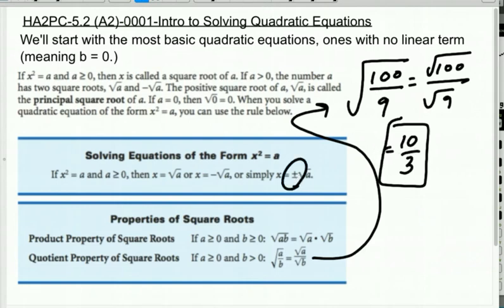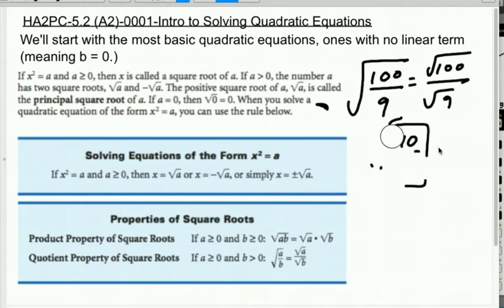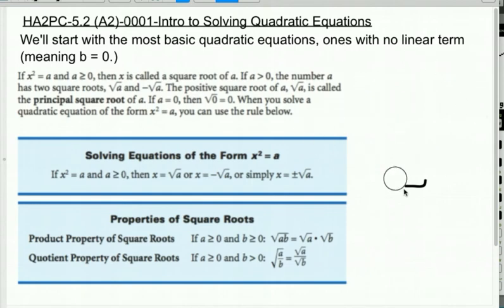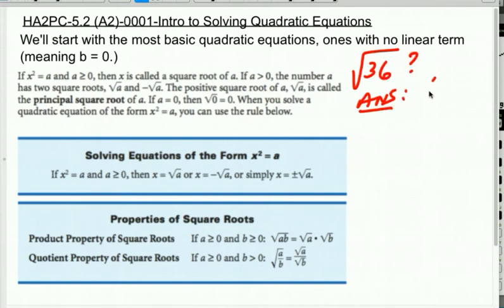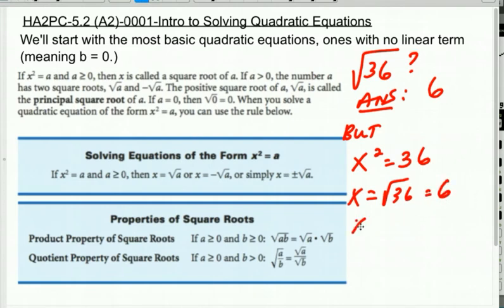Well, the reason it's not plus or minus is because I only have to write plus or minus if I write the square root. So here's what I mean by that. If I ask you, what is the square root of 36? Your answer, and the only answer, is 6, right? But if I say x squared equals 36, well, x could be one of two things now, right? X could either be root 36, which would give me a 6, or x could be a negative root 36, which would be a negative 6.